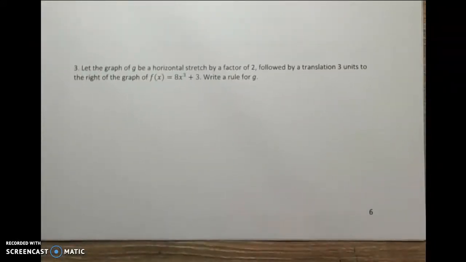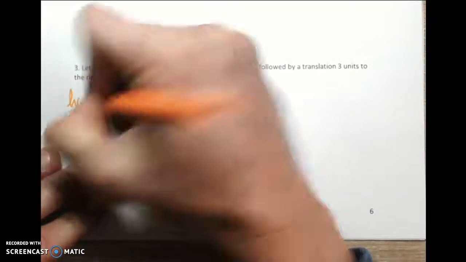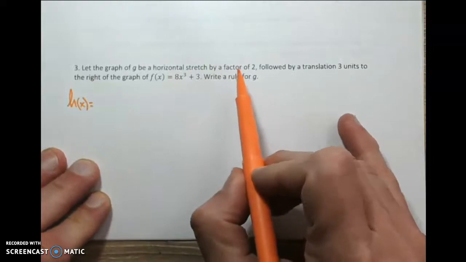Alright, here's where it gets a little more challenging for number 3. It says, let the graph of g be a horizontal stretch by a factor of 2 followed by a translation 3 units to the right of the graph of f of x equals 8x cubed plus 3. Write a rule for g. Alright, again, followed by tells me I have 2 steps here. I'm going to start with h of x, and it's a horizontal stretch by a factor of 2.